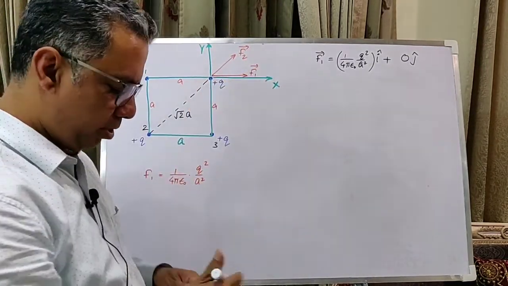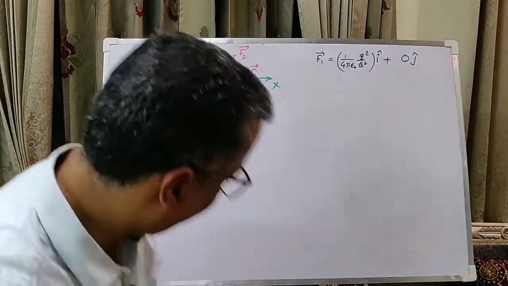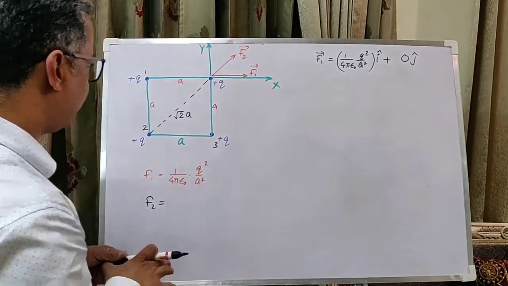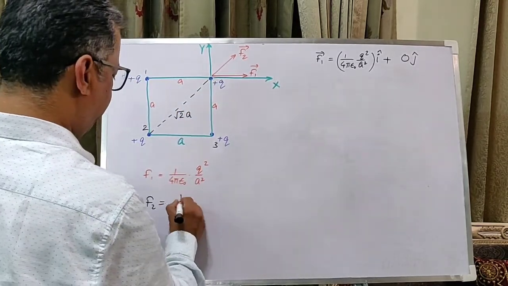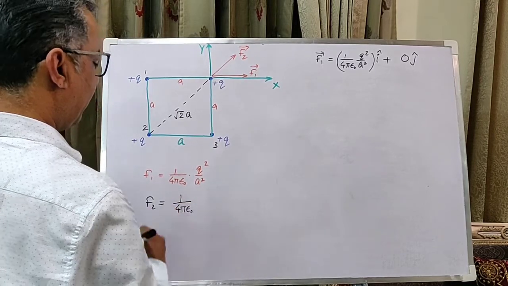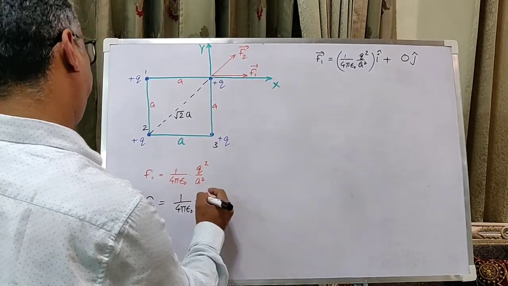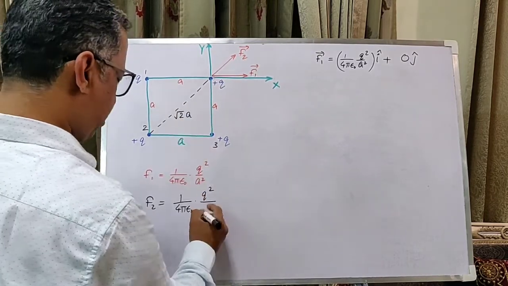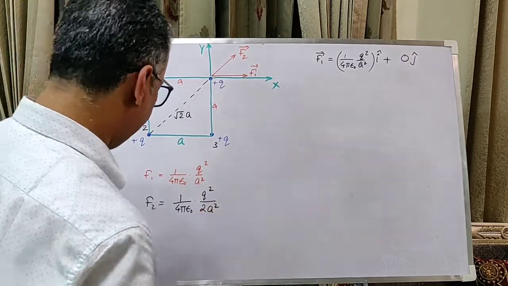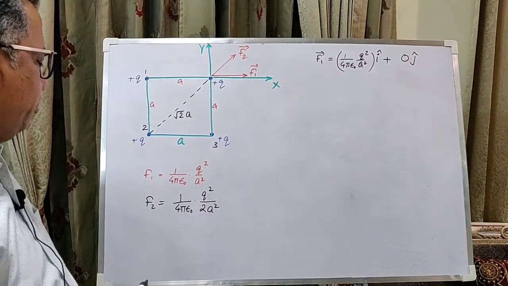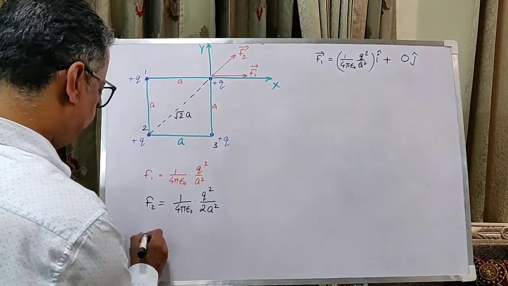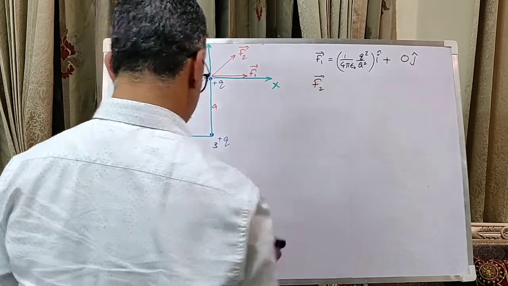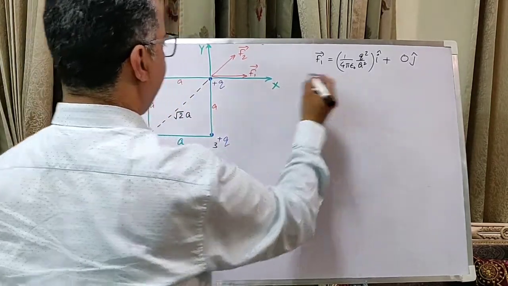Its magnitude will be given by F2 equals 1 by 4 pi epsilon naught into q square by the square of root 2 a, that's 2a square. So that's your F2, and once you express it vectorially, let's see what we get.